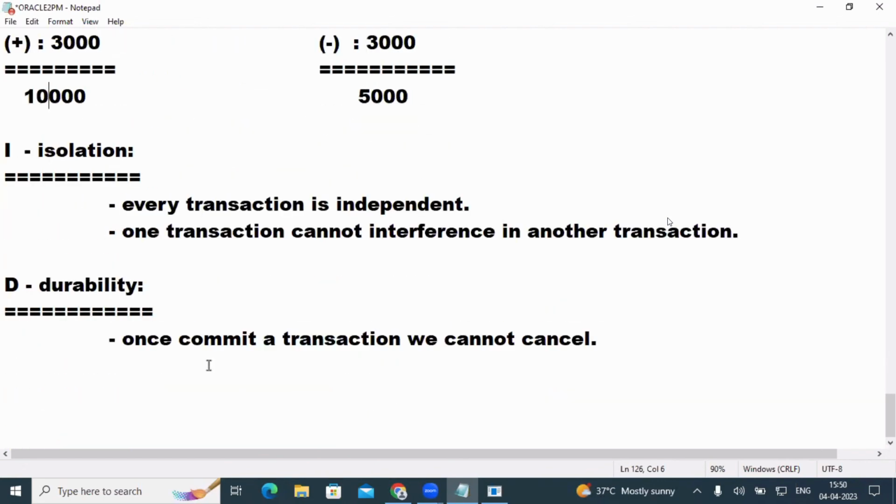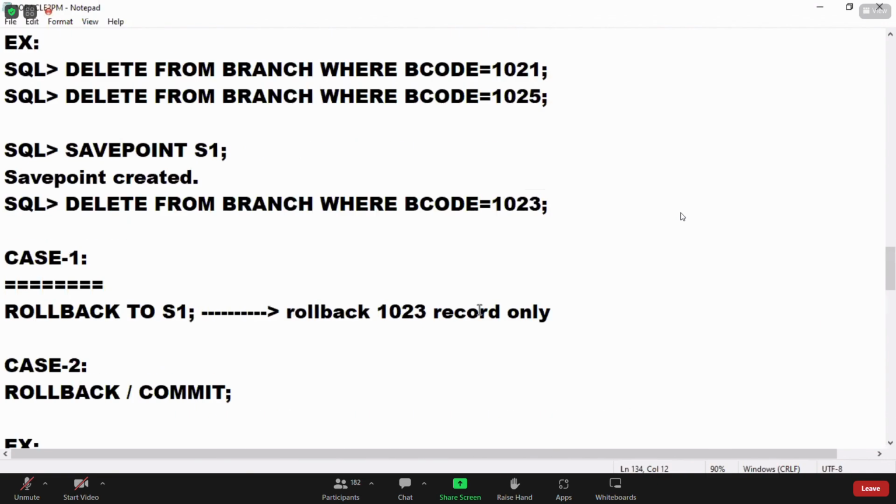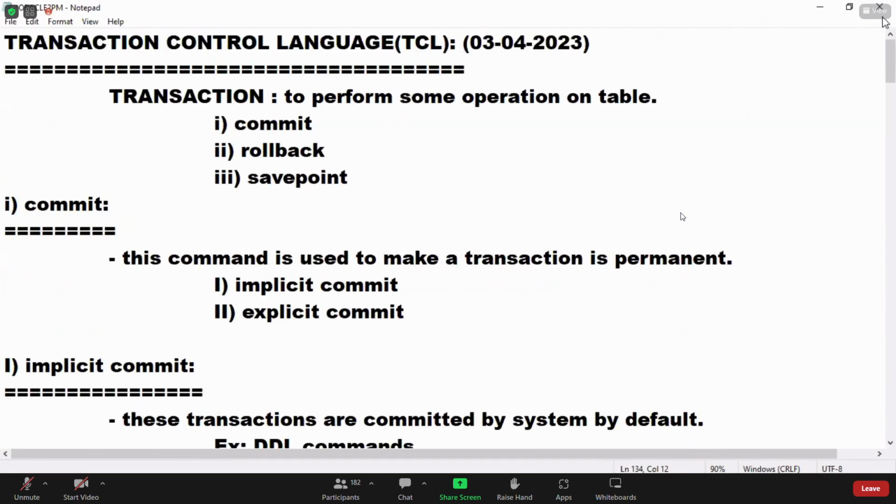Isolation. Isolation means what? Every transaction is independent. One transaction never interferes with another transaction. That's why you can do so many transactions. Yes or no? Durability means what now? While you commit or do not commit, in between commit nothing happens, after commit nothing happens. In between commit means rollback. After commit means committed. But your data cannot be mismatched. So these are what we call TCL commands. Are you clear now?